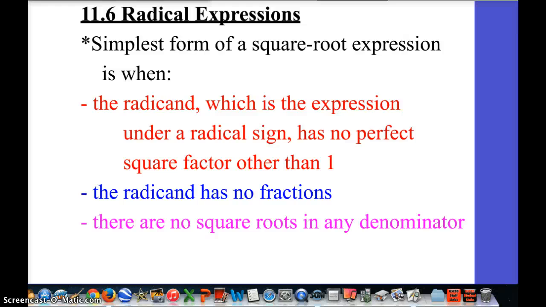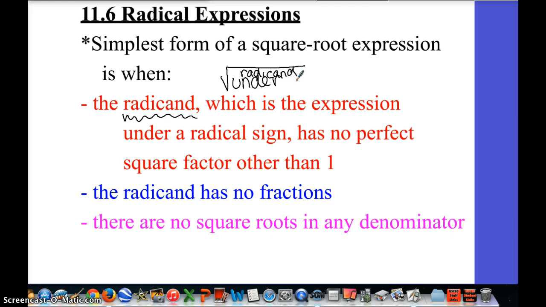Okay, in order to prepare for the keystones, we do need to jump to chapter 11, and we need to know what radical expressions are. The simplest form of a square root expression is when the radicand, and this is a new vocabulary word, the radicand, which is the expression under a radical sign. So underneath that square root symbol, this is your radicand.